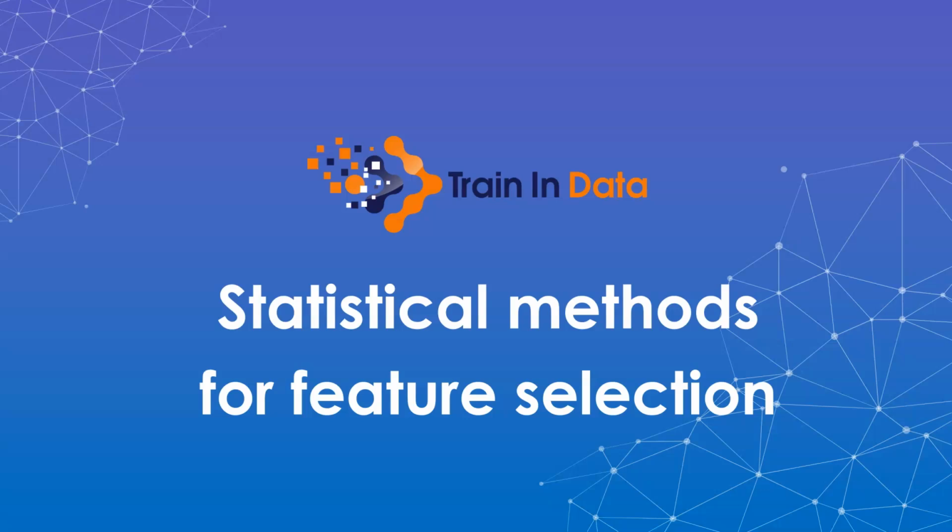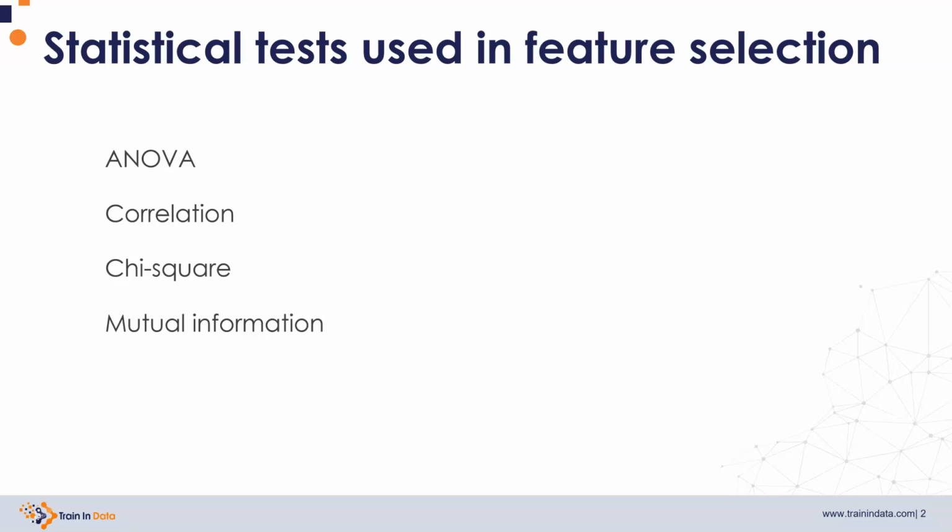Before jumping into the description of each one of the statistical methods that we use for feature selection, I want to highlight some of the characteristics of these methods so you can decide which method you can use based on the model you're going to train and the characteristics of your variables. The statistical methods that have been used in the context of machine learning to select features are ANOVA, correlation, chi-square, and the mutual information. So when can we use each of these methods?